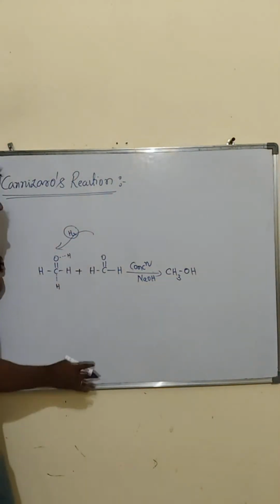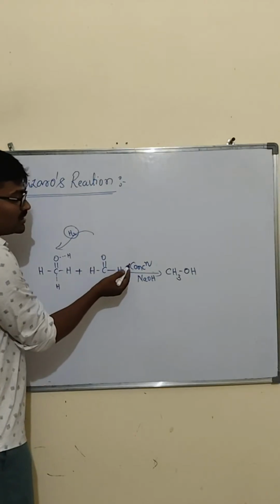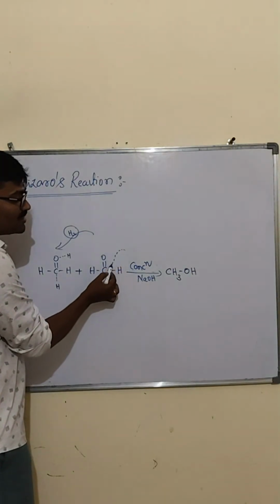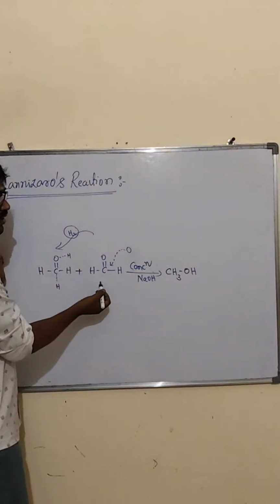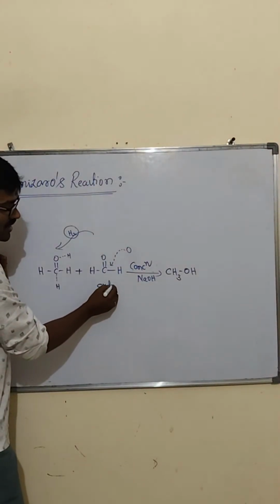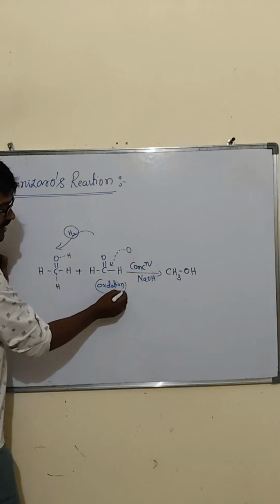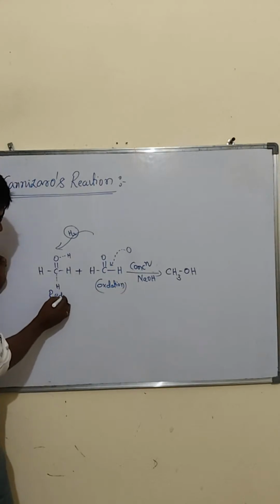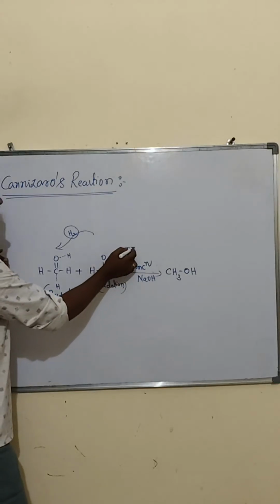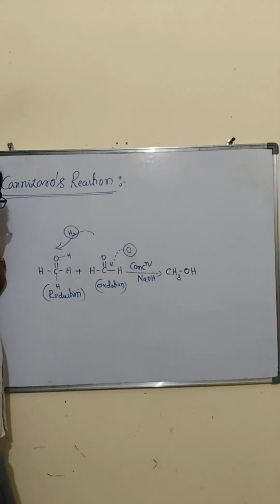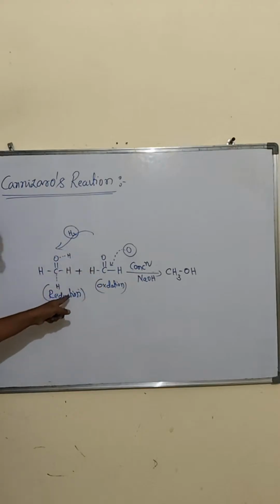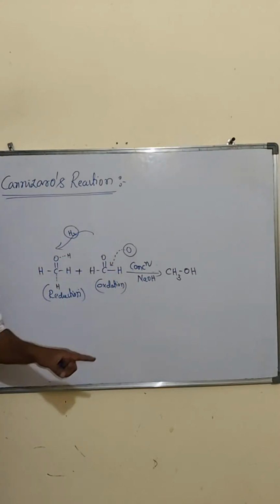Then look at the other one. Here we are inserting oxygen, and that is what we call oxidation. Here oxidation takes place and there reduction takes place. Reduction means addition of hydrogen, oxidation means addition of oxygen. So self-oxidation and self-reduction both take place in this reaction.